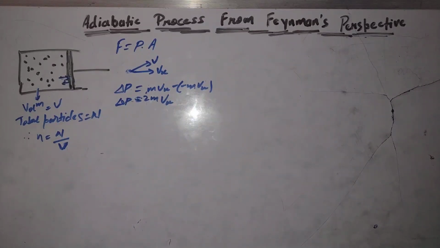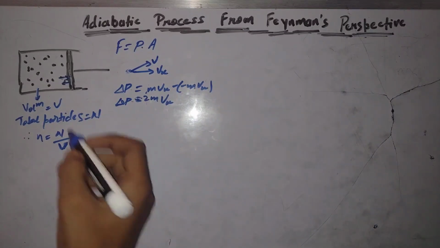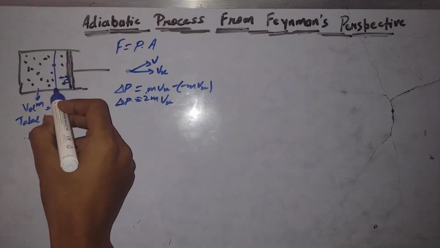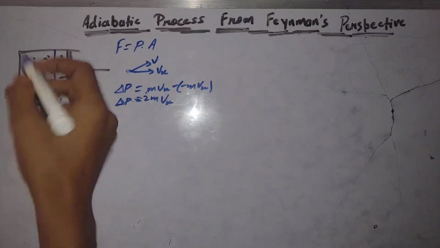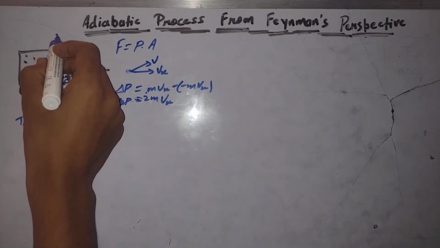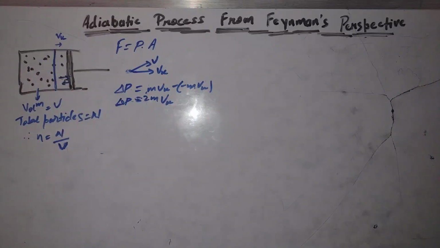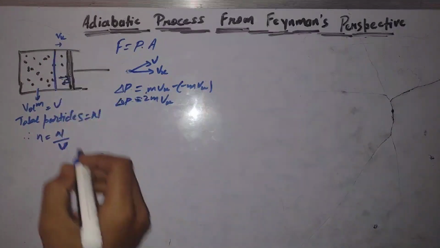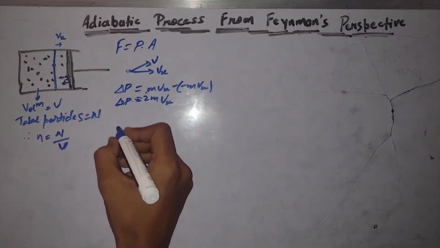Now how many particles will hit? So the particle that will fall in this region, let's say the particles are moving with vx. Then only those particles will hit this piston in time t which are at a distance of vx into t.